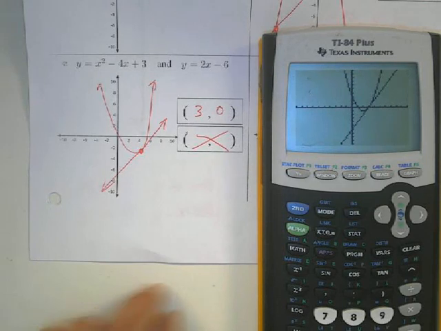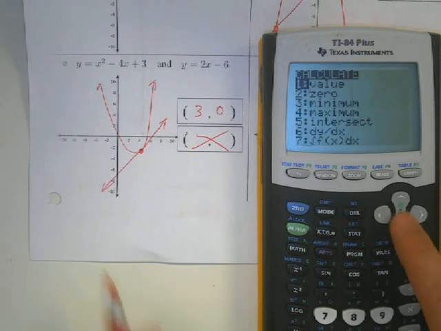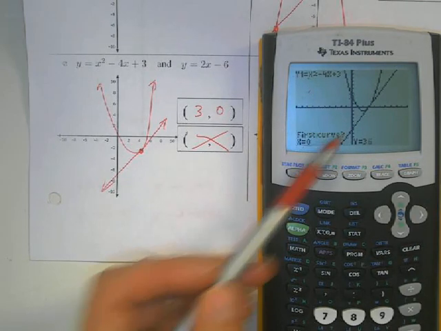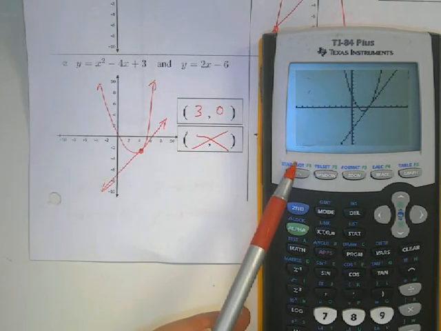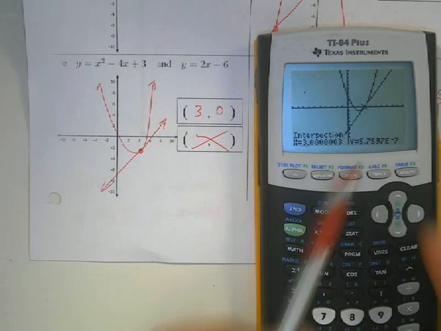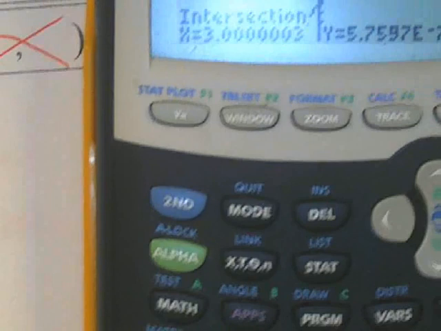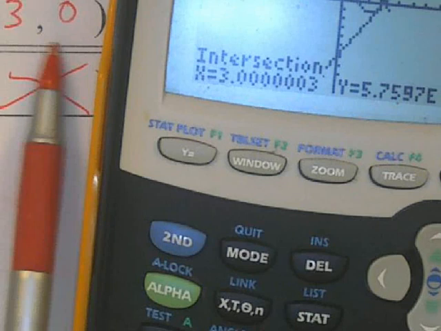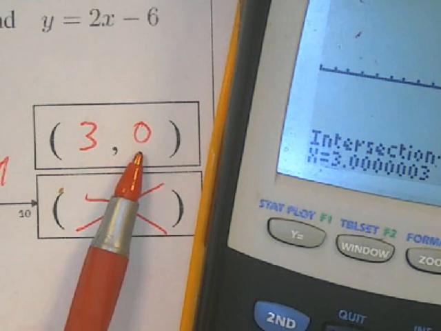Some of you noticed, and I told you, that it only intersects once. So second trace, go down to intersect, enter. It's got my quadratic equation, I hit enter. Second curve, it's got the line, I hit enter. Guess, I hit enter. And 3, comma, what is this that I see? Oh, I'm just going to write 5.75 here. If you write 5.75 here, I'm going to put a sad face on your paper. No, maybe I won't do that.